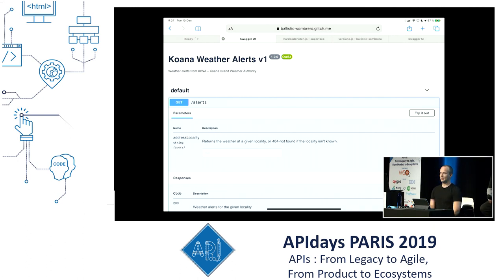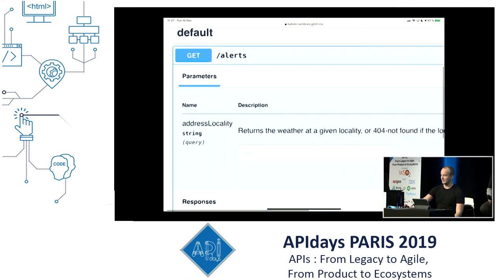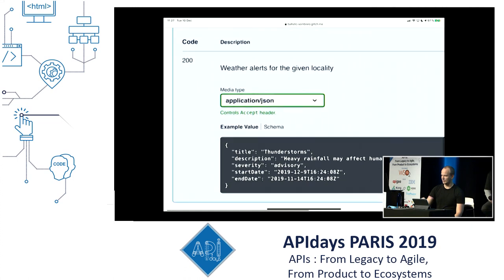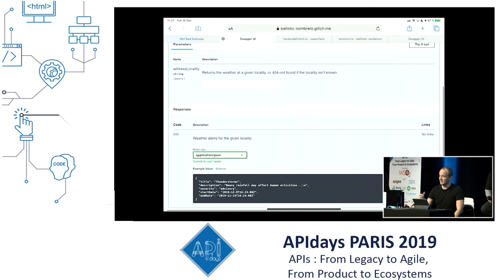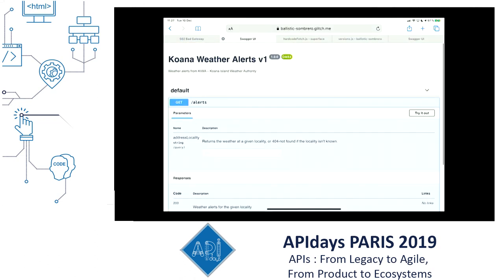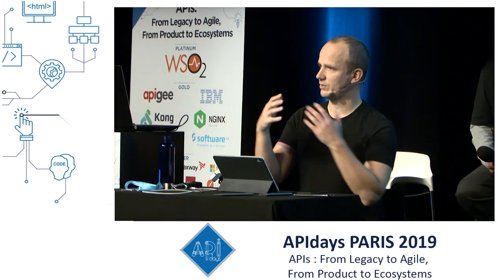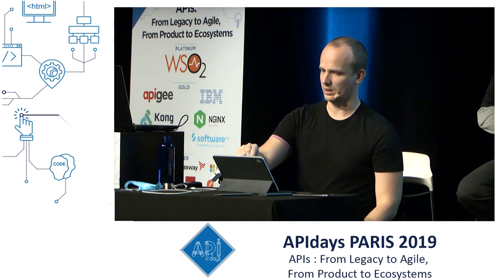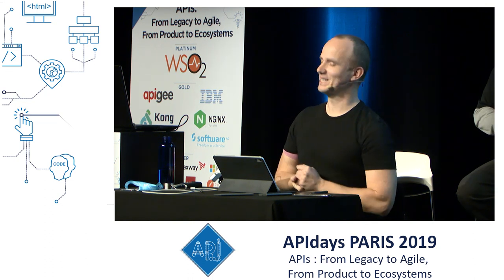This is the API documentation of a weather service, and here you can see that you can simply query the get alerts endpoint with the address locality, and you might get information of what's going on wherever you are on the Kohana Islands, whether there are some important and critical alerts, right? So if you'll be traveling on the Kohana Islands, you might be interested in connecting to this weather service, right?